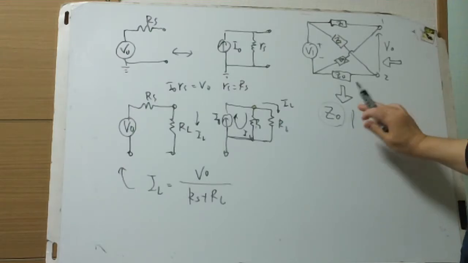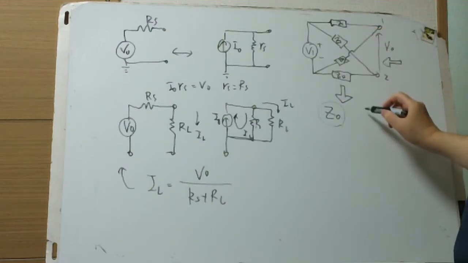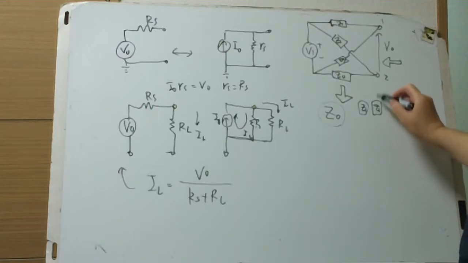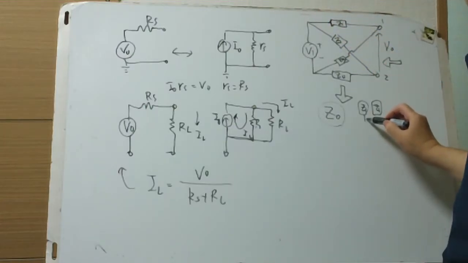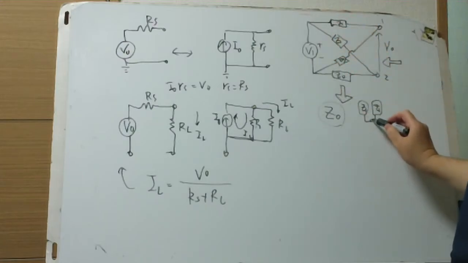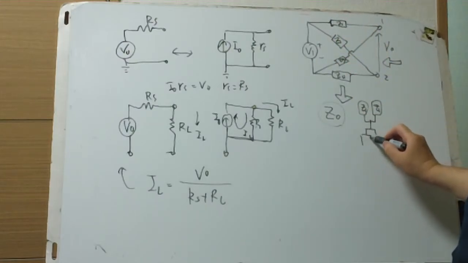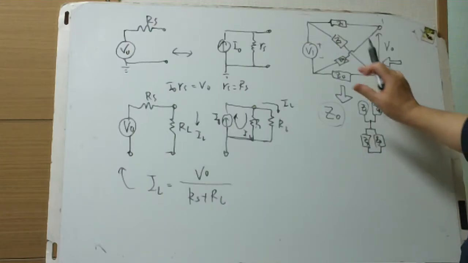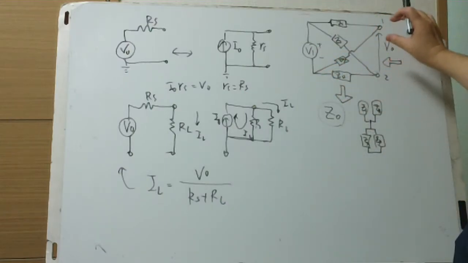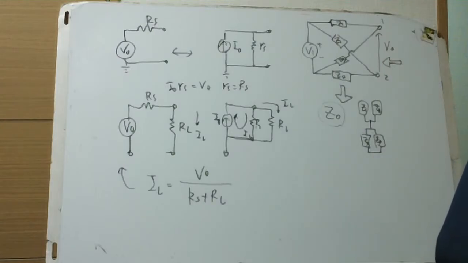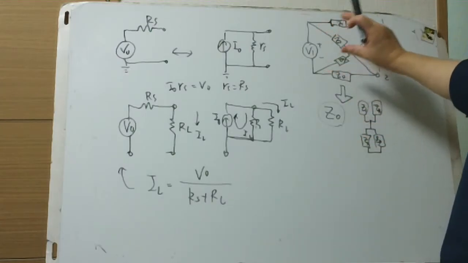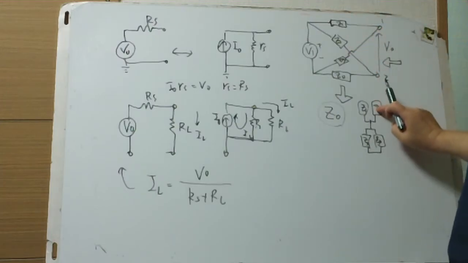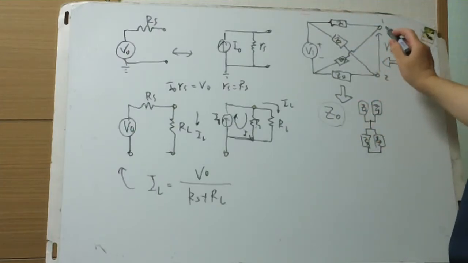which says Z1 and Z3 are in parallel, and this is shorted in the bottom, so Z2 and Z4 are in parallel. Z1, Z3 and Z2, Z4.